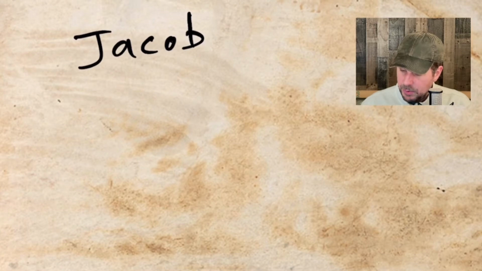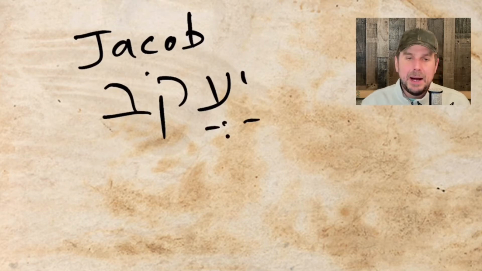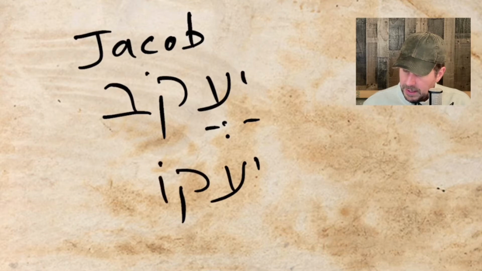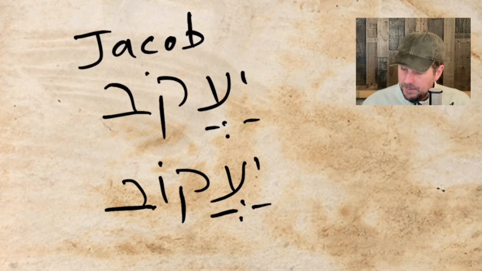In Hebrew, it's Yod, Ayin, Kuf, Bet. In a vast majority of times, we have the vocalization like this. Yaakov, Yaakov. But sometimes it is spelled Yaakov with Cholam and the Vav. The whole Vav is there. Yaakov, Yaakov. Not a big deal. We can see this happen with a variety of names.